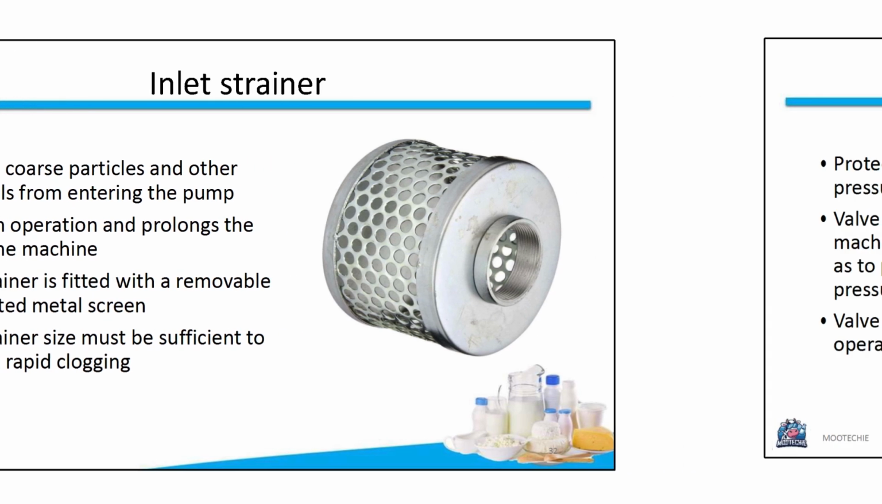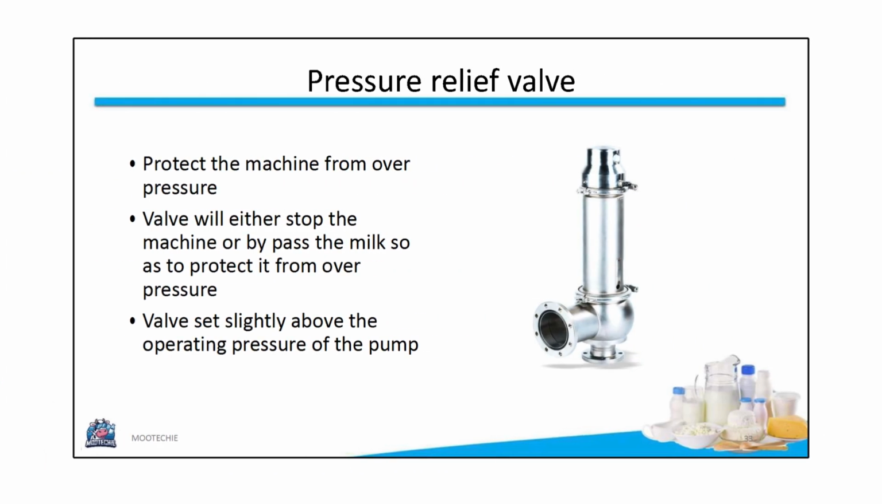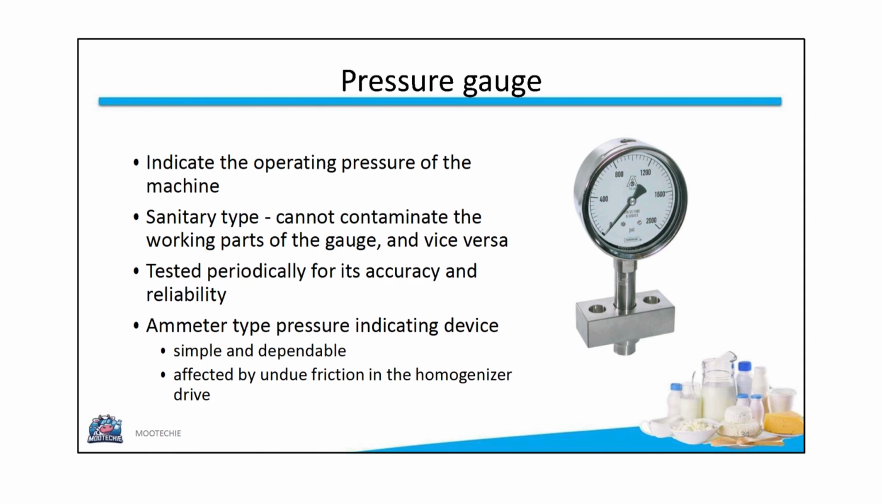A pressure relief valve is essential to protect the machine from overpressure. This valve will either stop the machine or bypass the milk to prevent damage. It is set to activate at a pressure slightly above the normal operating pressure. The pressure gauge indicates the operating pressure. It must be a sanitary type to prevent contamination. These gauges need to be tested periodically for accuracy. Ammeter-type pressure indicating devices are also used for their simplicity, but can be affected by friction in the drive.